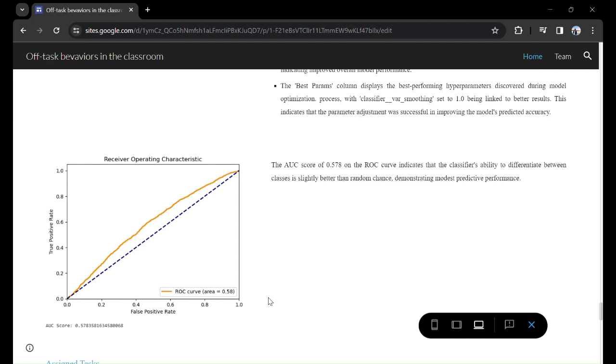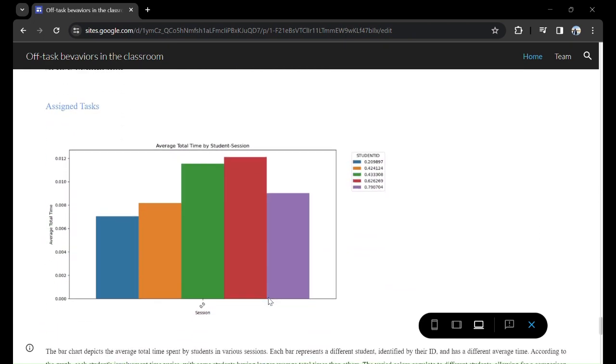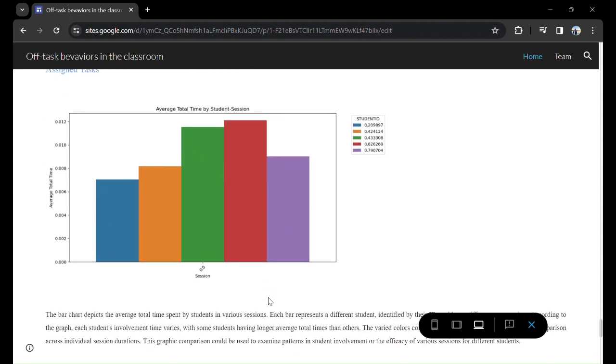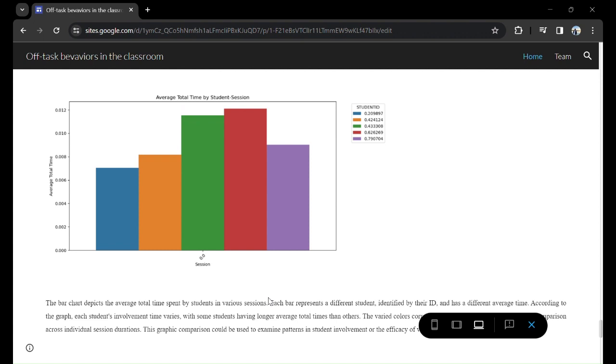So when coming to the assigned task, this bar chart represents the average amount of time that students spend in each session. Each bar shows a distinct average duration for a distinct student identified by their ID, and each student's engagement time varies, as seen in the graph. Some students have a greater average total duration than others. The various colors represent various students, making it possible to compare the length of the specific sessions.